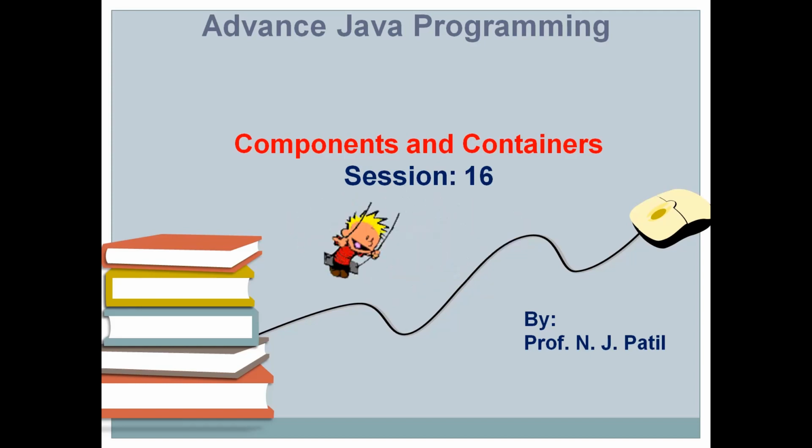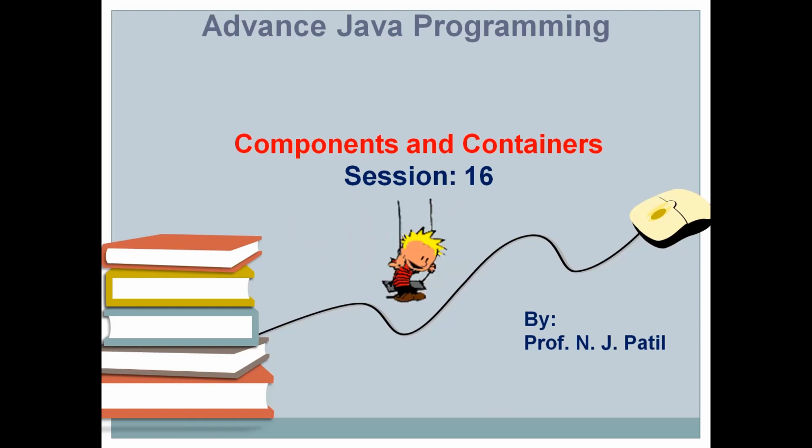Components are the visual controls which are available in Java Swing. For example, we have controls like the text box, the button, the label. All these are said to be the components in Java GUI. Whereas containers, as the name suggests, are used to hold the components, like the applet, the panel. These are some containers which can be used to hold the components.